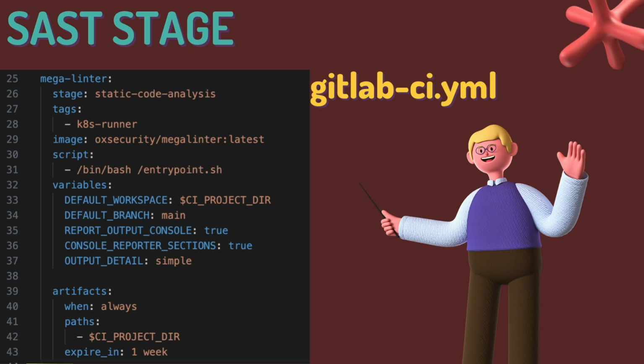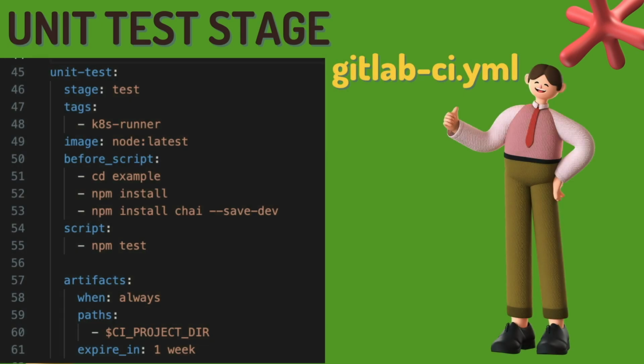In this section, we define the unit test job, which is part of the test stage. In our CI/CD pipeline, this job will also use our KAS runner. We use the latest version of the Node.js Docker image, node:latest, which provides the necessary environment for running our JavaScript tests. Before executing the main script, we have a before_script that performs two key actions.